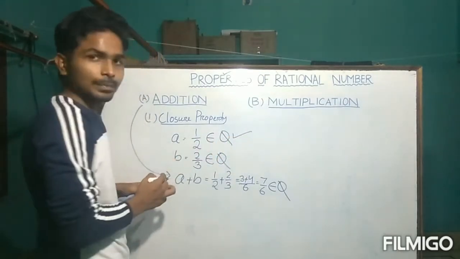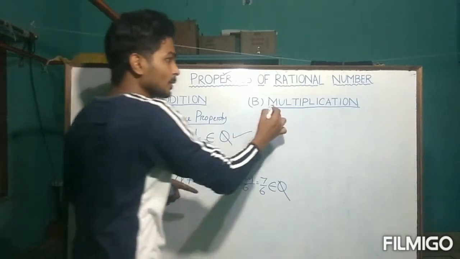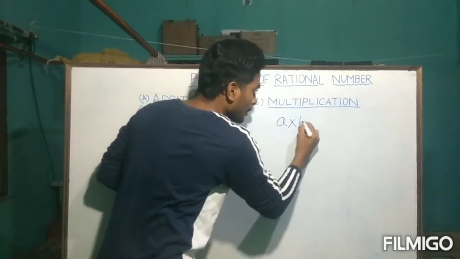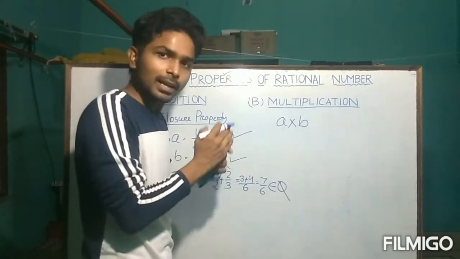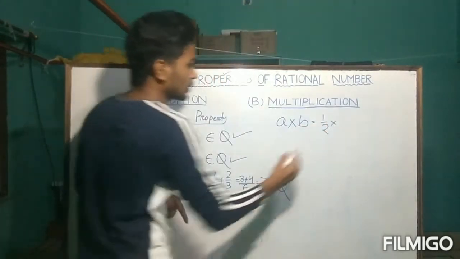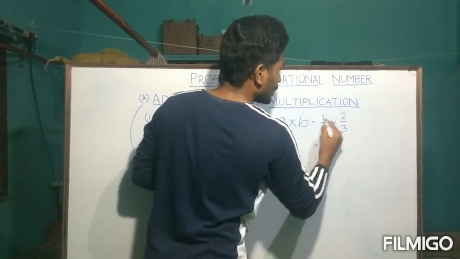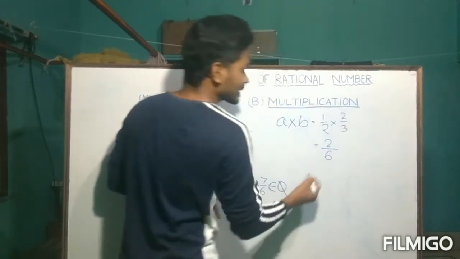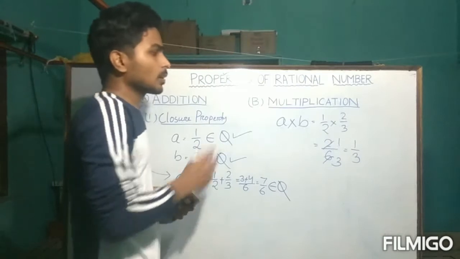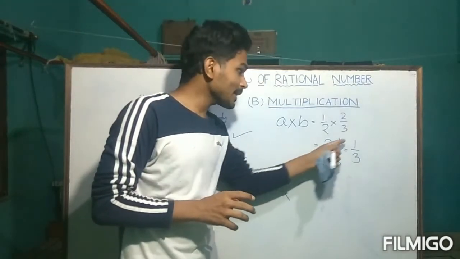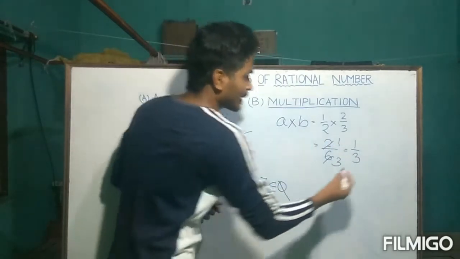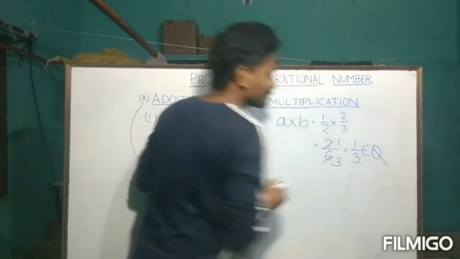Similarly, coming to multiplication. Suppose a is 1 by 2 and b is 2 by 3. In multiplication we have to multiply these two rational numbers, we have to find a into b. 1 by 2 into 2 by 3. 1 into 2, 2 into 3 is 6. After cancellation, the answer is 1 by 3. As we know, it can be expressed in the form p by q, so it is a rational number. We can write it belongs to Q.